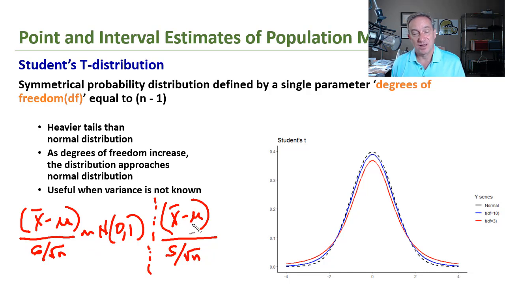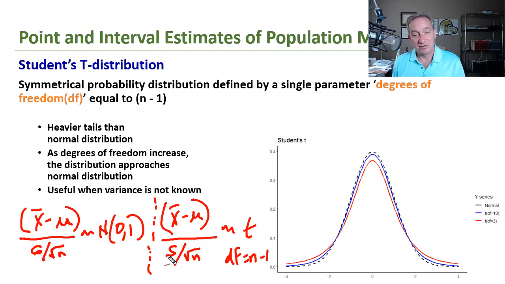The numerator is an observed raw difference between the observed sample mean and our null hypothesized value that we are simply standardizing by dividing it by the standard error. Or I suppose we could say normalizing. So the logic there is the same, except the fact that we need to substitute that unknown population standard deviation with the sample standard deviation. And then that makes this a student's t distributed variable with degrees of freedom equal to n minus 1.